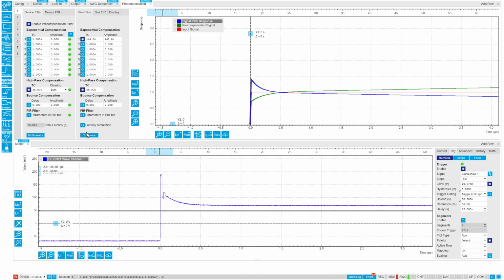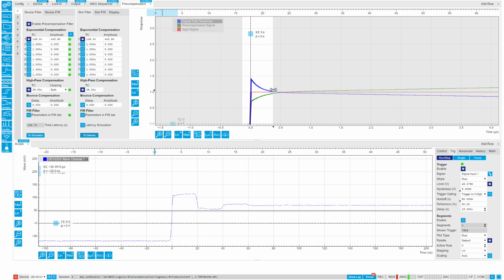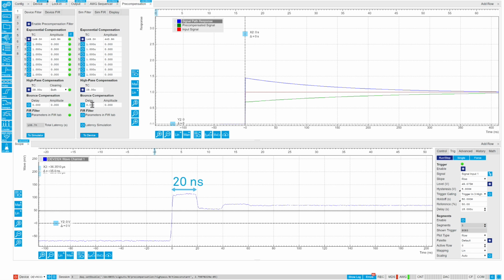After transfer of the settings and activation of the filter, the overshoot is gone and the rectangular signal is almost perfect. If the impedance matching is not ideal, we notice a bounce pattern at the beginning of the rectangular signal due to the finite cable length. In our case, a 1.8 meter cable causes a bounce after 20 nanoseconds, which we remove with the bounce compensation.